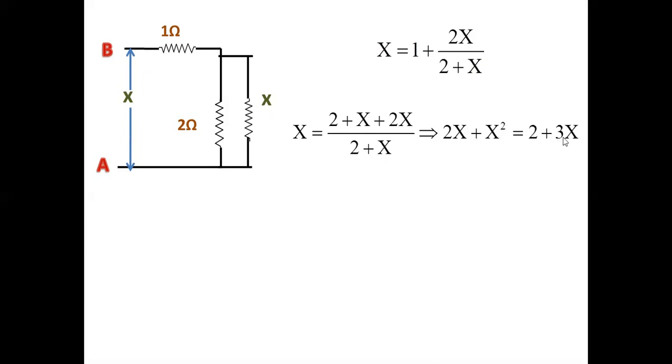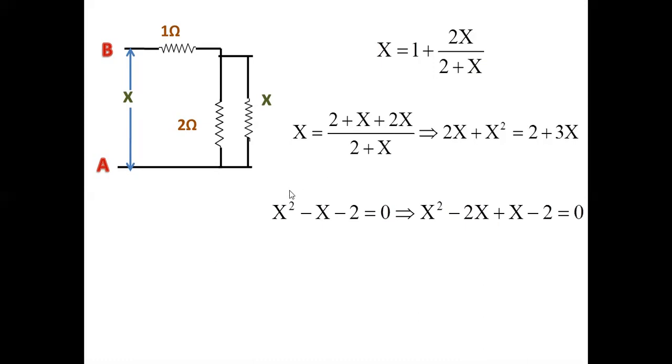Next step is 3x and 2x can be combined together. X square, this becomes minus 3x when it comes here, right? 3x becomes minus 3x. Minus 3x plus 2x is minus x. X square minus x minus 2 equal to 0. This is a quadratic equation. X squared minus x minus 2 equal to 0. Minus x can be written as minus 2x plus x, right? You know how to solve the quadratic equation.